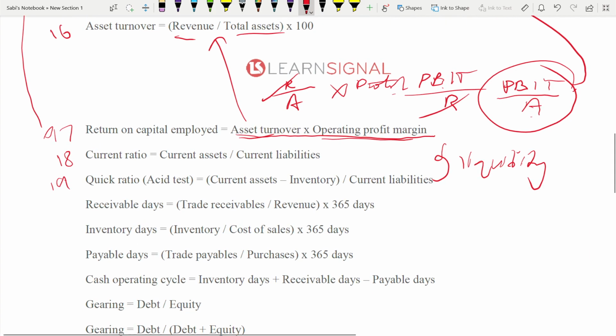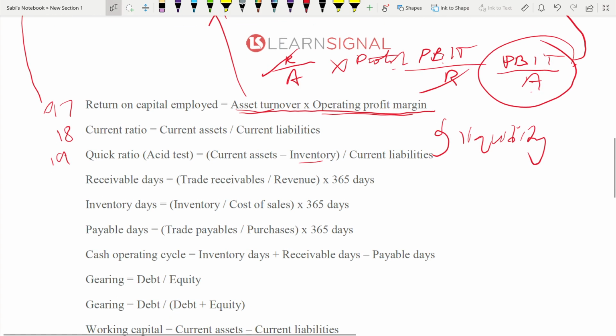So coming to current ratio: current assets divided by current liabilities. Quick ratio: you just minus inventory from current assets and divide by current liabilities. Here also, higher it is, better it is. Okay.